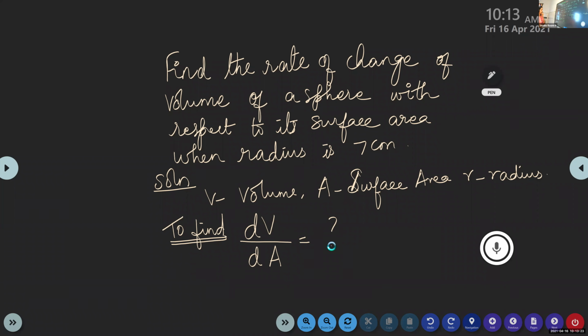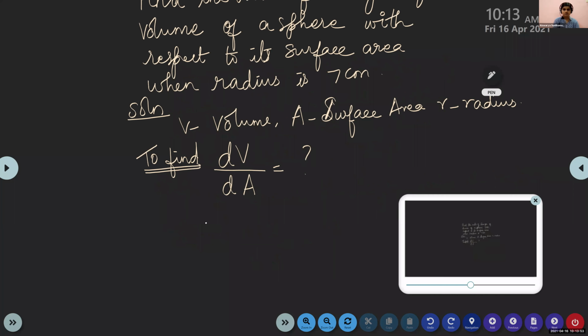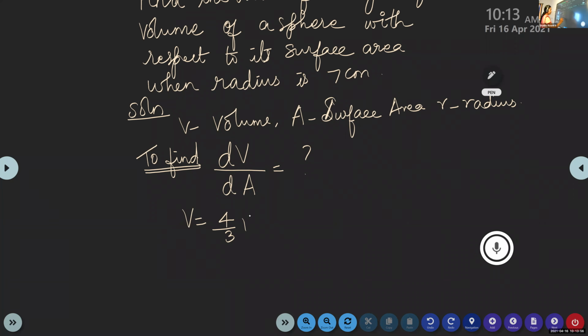But whether dV and dA is directly connected? Whether V and A is directly connected? V and A, we can express in terms of r. Are you able to understand my question, children? If you take volume and surface area, which is common there? What is the formula for volume of a sphere? 4 by 3 pi r cube. What about the surface area of a sphere?